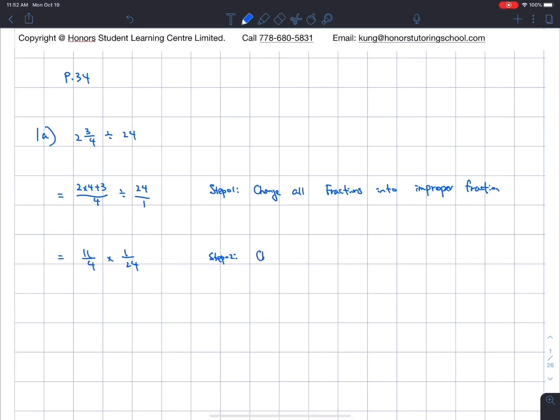So change into multiplication by taking the reciprocal of the divisor. So once again, the divisor is the fraction after the division sign.